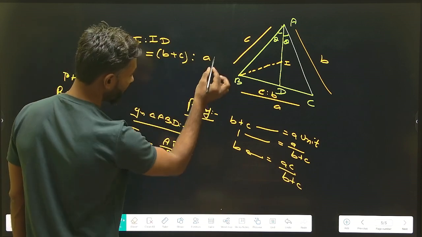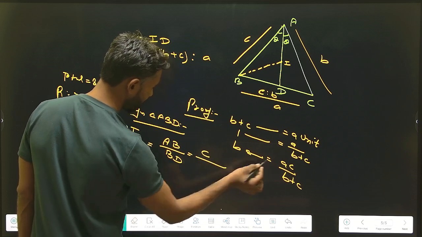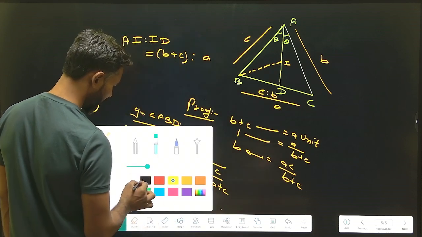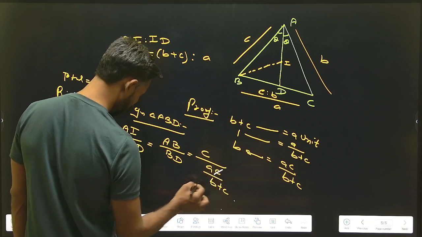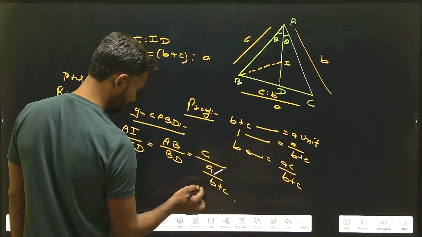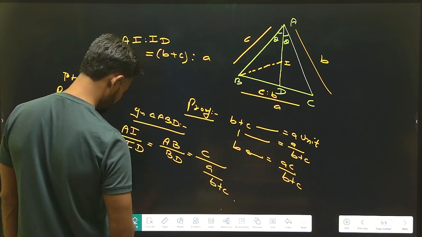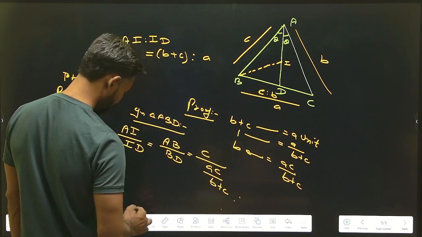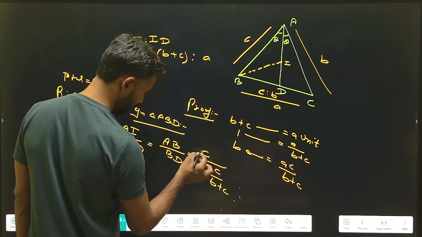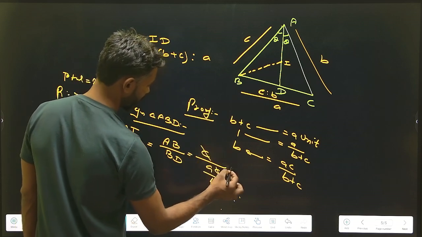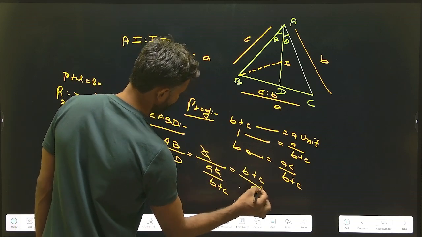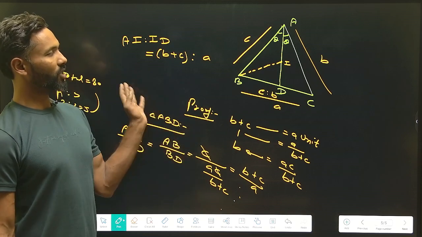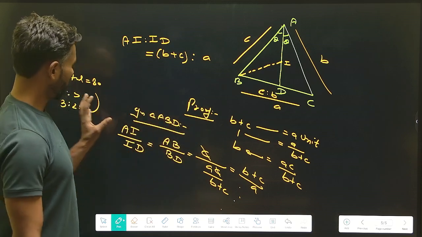Now AB is C unit, I am placing that, and BD is AC upon B plus C. So you can see that A will be cancelled. Yeah, exactly, A will be cancelled and it is going upward. So B plus C upon A. So this was the proof. Just to prove this, we just have to apply the angle bisector theorem 2 times. Understand that? So that was the proof.